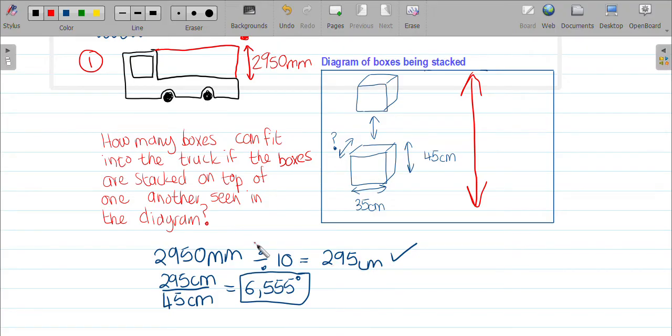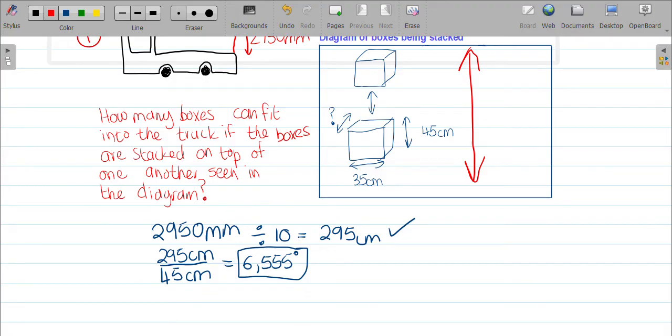And now we're going to take that 295 centimeters, which I get from over here, and I'm going to divide it by this dimension of the item, the height. Please do not divide it by the length, because that is not significant in this question. And then the final answer is going to be over here, and I'm just going to write the instruction over here. So we have our answer of 6.555 recurring, and what did I say? We are going to round the answer down, so therefore our final answer will be 6 boxes.